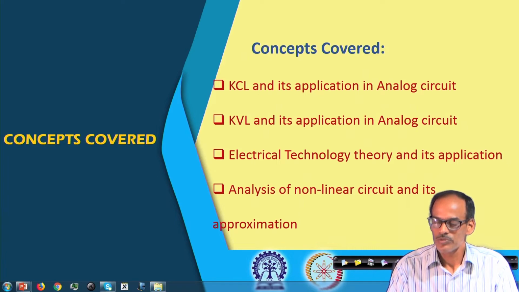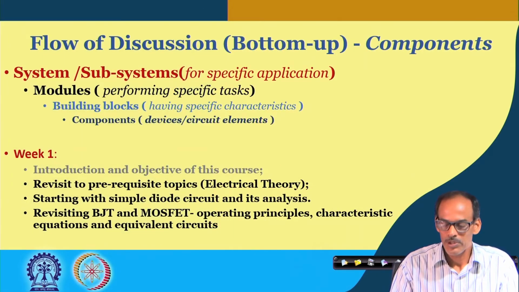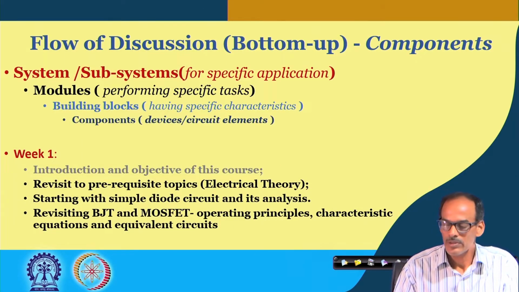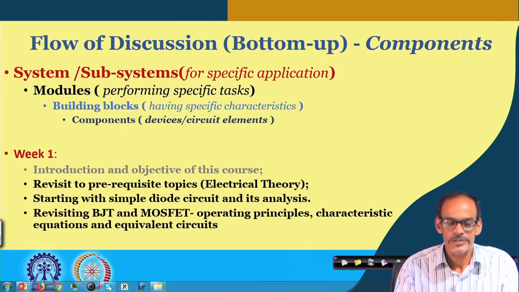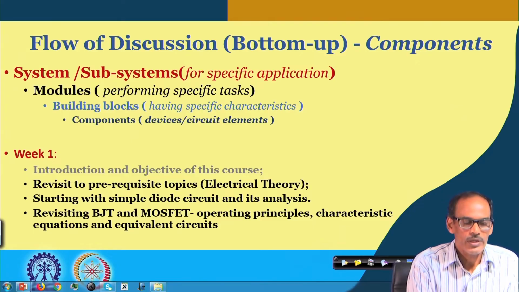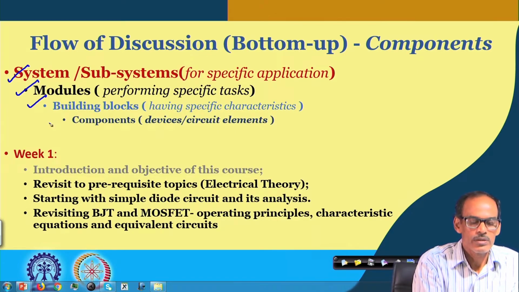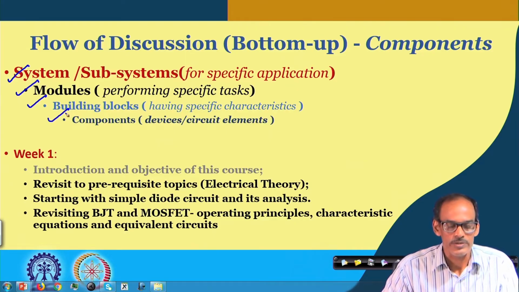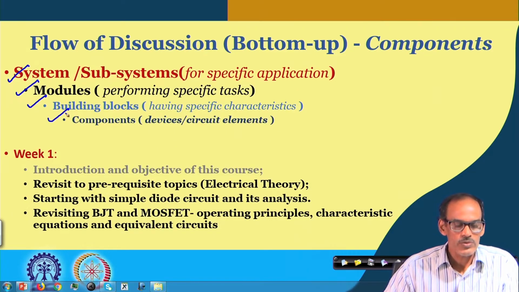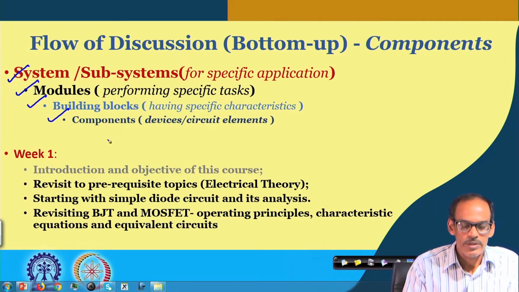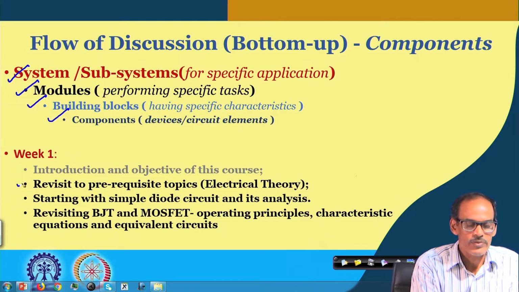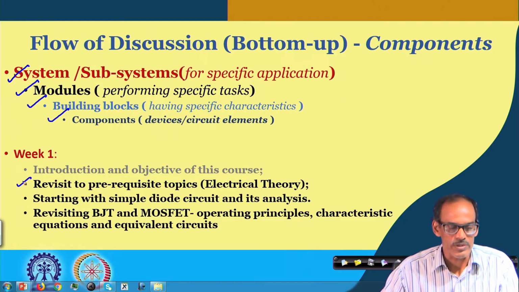So, you may recall from the previous discussion, whenever we talk about, say, an analog system, for that matter, we have different levels of abstraction, namely system level, module level, then building blocks, and then we have different components. Today, we are going to start with these components, and also, as I said, we will revisit some of the prerequisites.